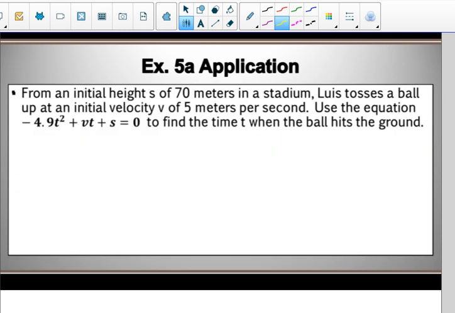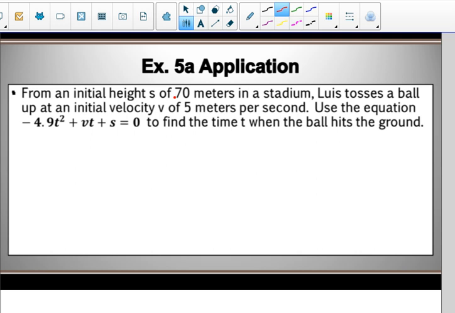And then let's go through an application problem. From an initial height of S of 70 meters in a stadium, Luis tosses a ball up at an initial velocity V of 5 meters per second. Use the equation negative 4.9 t squared plus vt plus s equals 0 to find the time t when the ball hits the ground. Now, yes, you can still graph, you could use your calculator to graph it and then find the zeros, but we're going to use the quadratic formula to get practice using it.